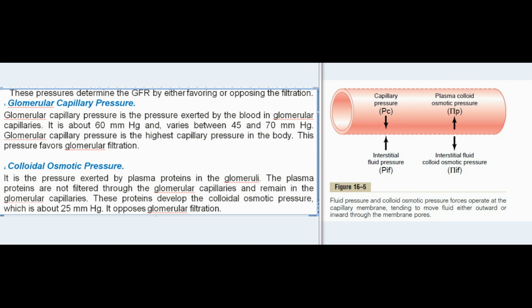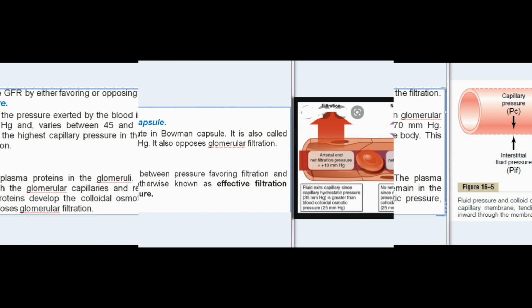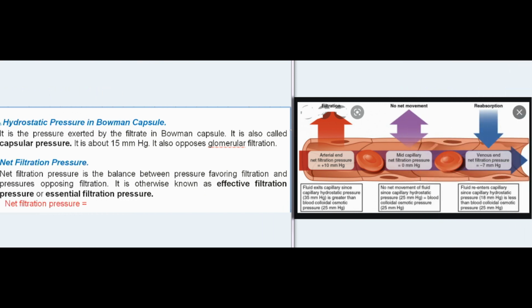Colloidal osmotic pressure. It is the pressure exerted by plasma proteins in the glomeruli. The plasma proteins are not filtered through the glomerular capillaries and remain in the glomerular capillaries. These proteins develop the colloidal osmotic pressure, which is about 25 mm Hg. It opposes glomerular filtration. Hydrostatic pressure in Bowman capsule. It is the pressure exerted by the filtrate in Bowman capsule. It is also called capsular pressure. It is about 15 mm Hg. It also opposes glomerular filtration.